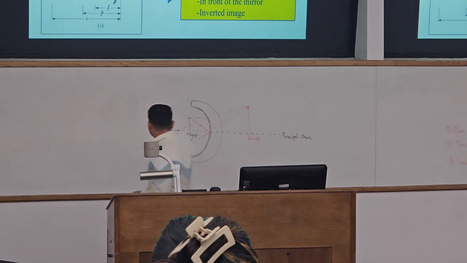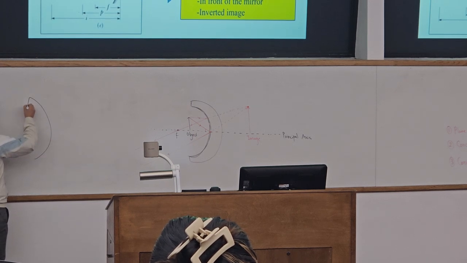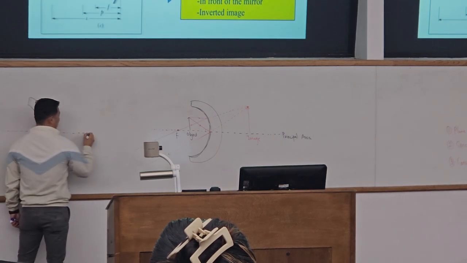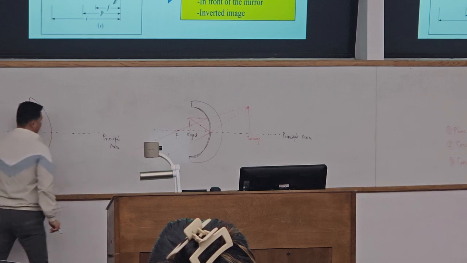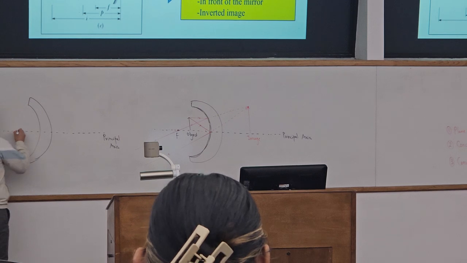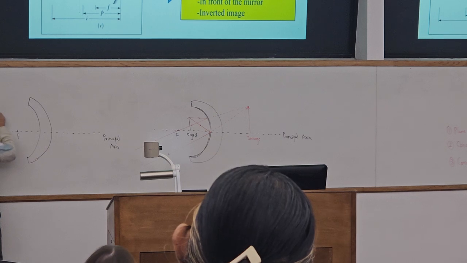So the second case: if you have the same mirror, and again I'm going to place an object, but this time, the principal axis, and you have a focus F over here. And you place an object outside the focus.